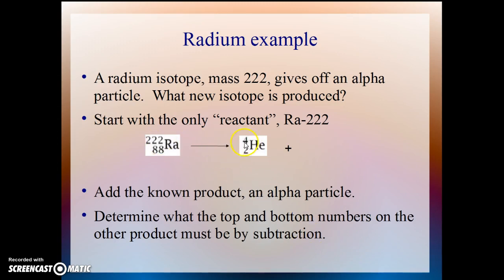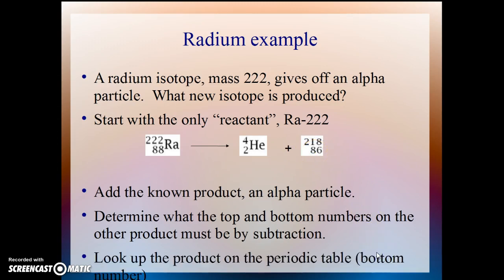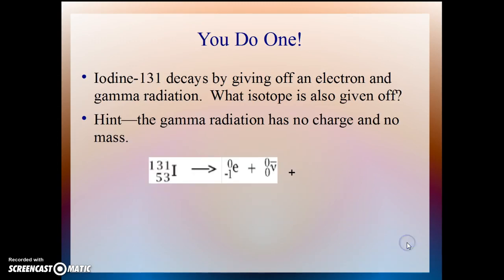222 is equal to this number plus whatever number on top on the decay product, and 88 is going to be equal to this number plus whatever the decay product has on the bottom. Of course, the numbers on top are 218 and on the bottom 86. We then look up the product on the periodic table. The bottom number tells us the atomic number, and we find that it is radon. Radium is decayed into a helium nucleus, an alpha particle, and radon-218.